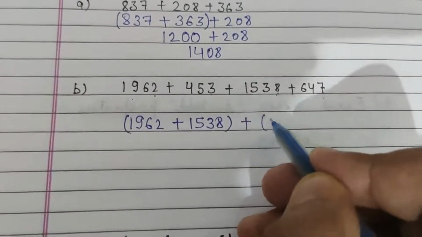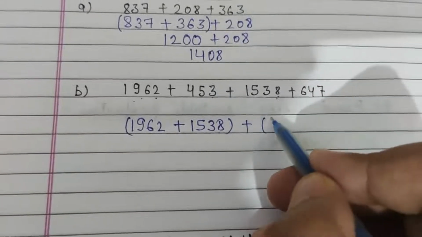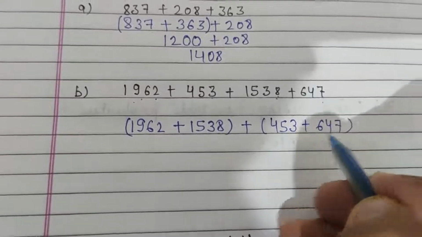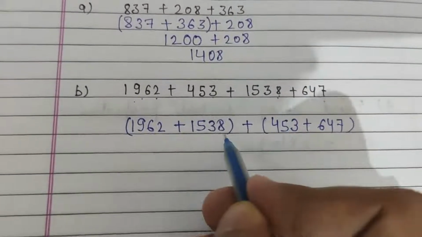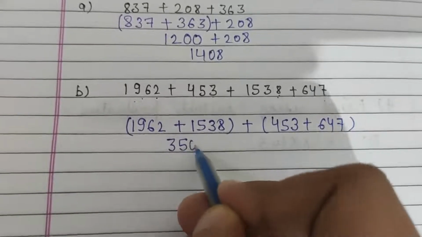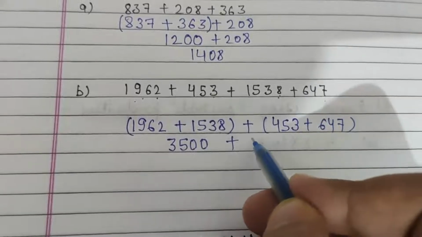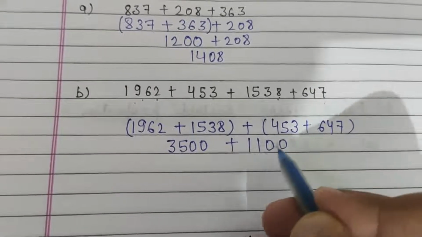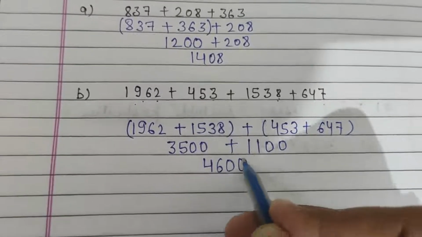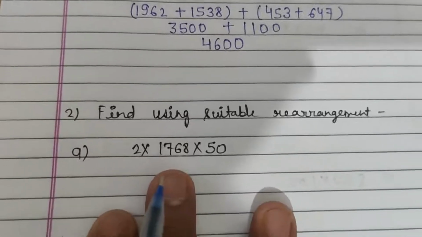plus these two numbers we have taken together, 453 plus 647. Now add these two numbers. We will get 3500, and here we get 1100. When we add both, we will get 4600.